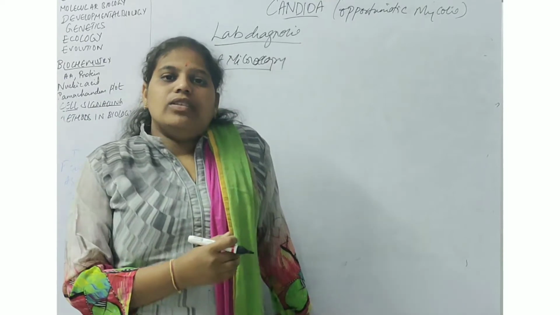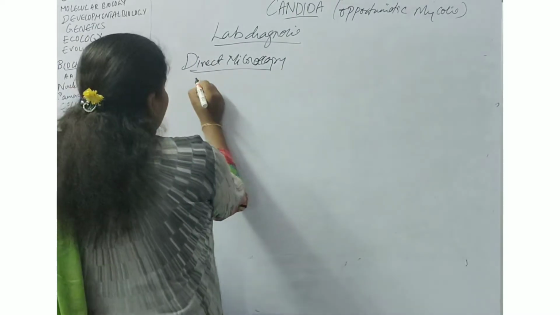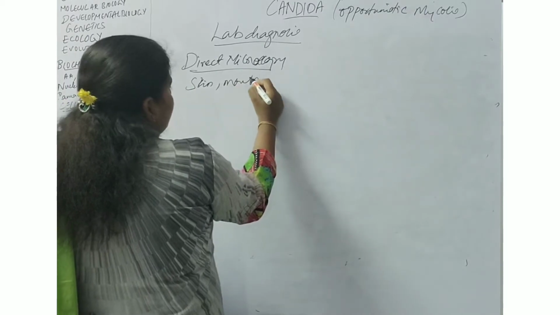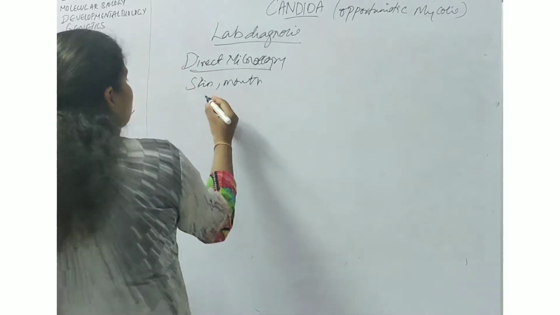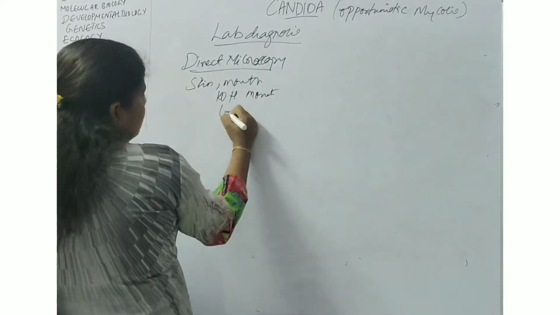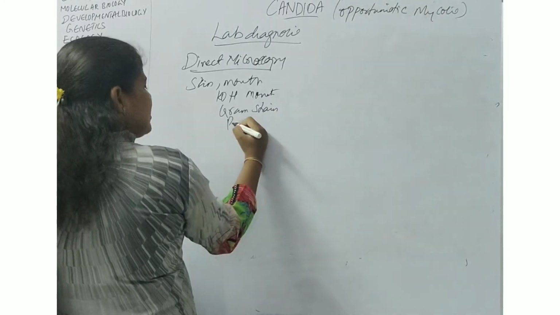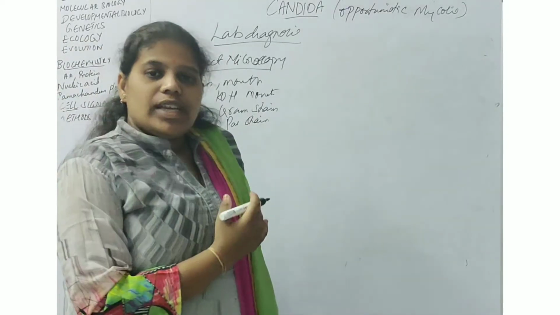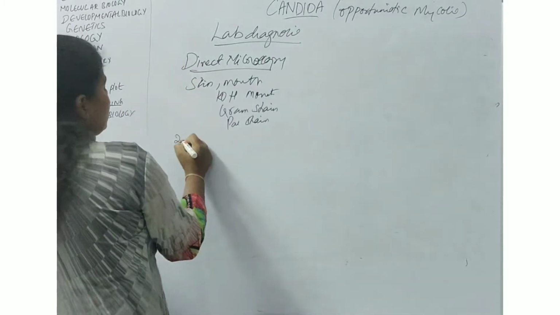As I have said, we can do direct microscopy by taking the specimen. It may be from the skin or from the mouth. We take the sample, make a smear, and do a KOH mount, Gram stain, or PAS stain. These are the stains we can use in direct microscopy. Next we'll see about culture.